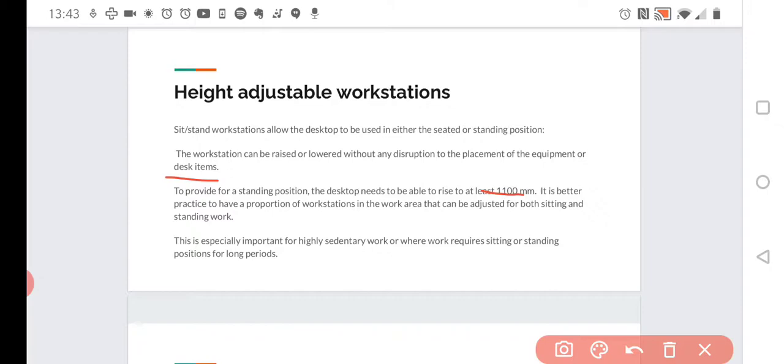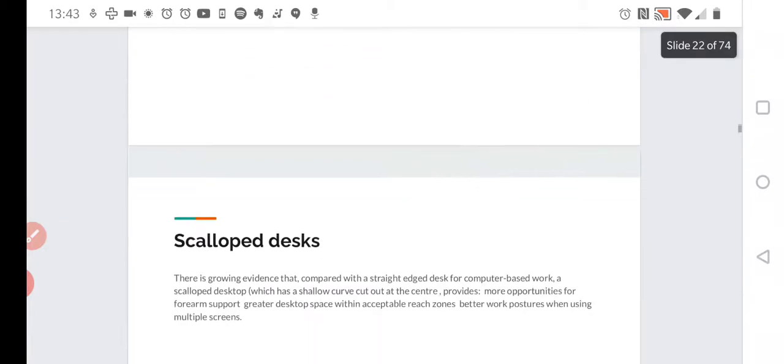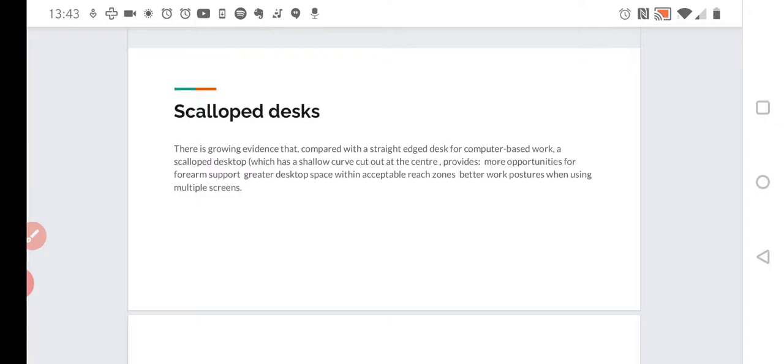1100 millimeters. It is better practice to have a proportion of workstations in the work area that can be adjusted for both sitting and standing work. This is especially important for highly sedentary work or where the work requires sitting or standing positions for long periods. Height adjustability for seated positions is particularly important for those who are very tall or very short, so they can adjust their workstation to their needs. Yes, as we thought earlier, this adjustability is especially important for people that are not of the standard dimensions, let's say.